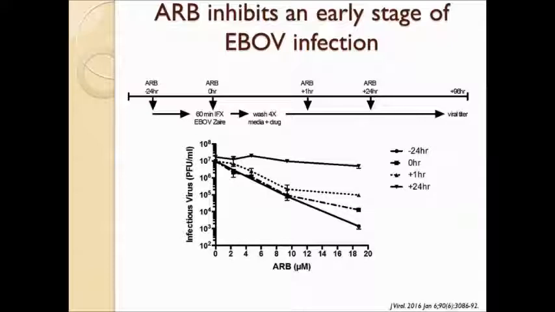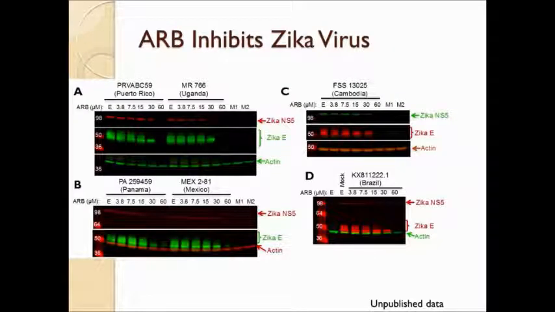So these data suggest that Arbidol is blocking Ebola virus entry, and we've tried twice now to submit an R21, but we can't get any traction on this. So we're rethinking that.